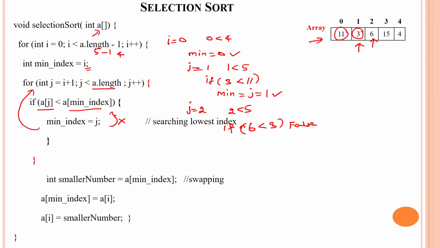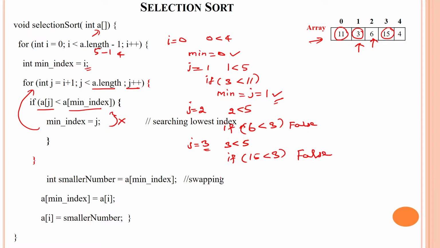Then j is incremented by 1, so j is now 3. 3 is less than 5, so the condition is true. Again we check a of 3, which is 15. Is 15 less than a of minimum index? The minimum index is still 1, so is 15 less than 3? This is also false.